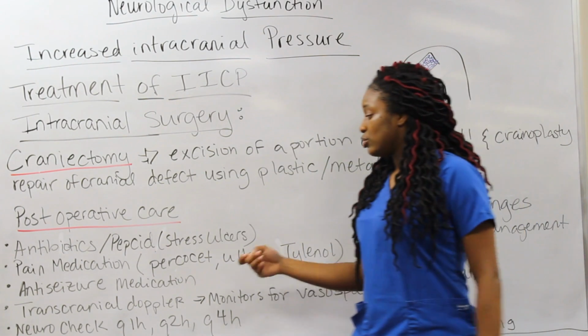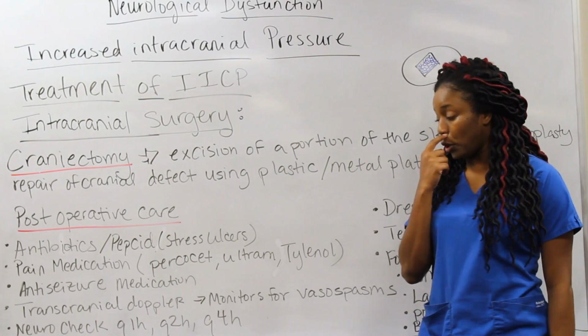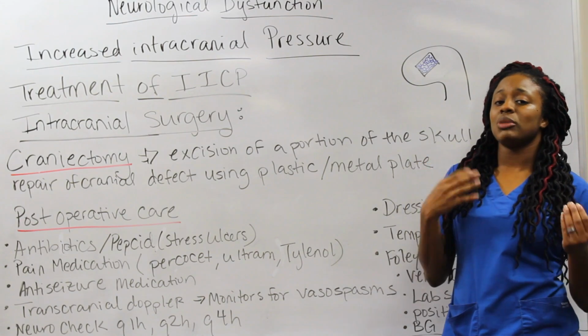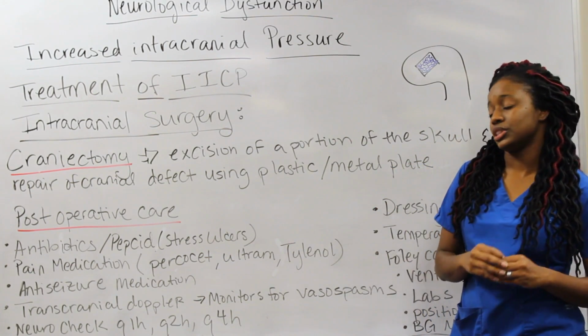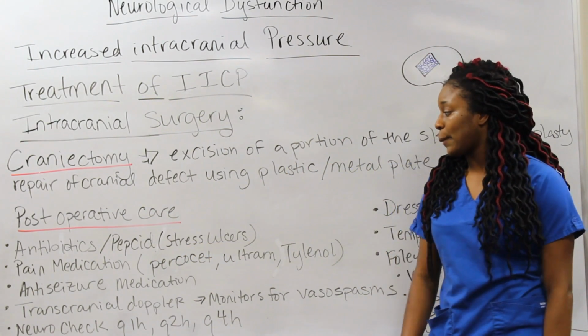So that's why you will see Percocet, which is your Tylenol 3, Ultram, and Tylenol, okay? Depending on whether the pain is not being alleviated, they may give fentanyl or morphine, but at very, very low doses. They're going to try to use these medications first before they get to that point, okay?